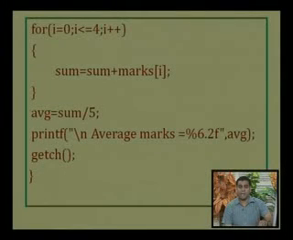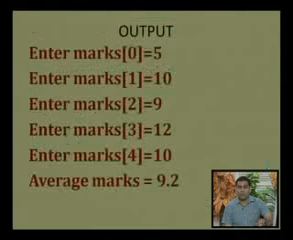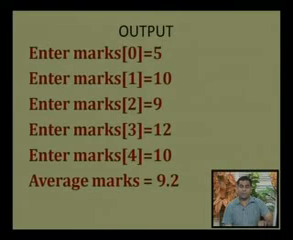So what will happen here? Now at the moment we have marks for 0, 1, 2, 3 and 4. So we enter marks of 0 equal to 5, marks of 1 equal to 10, marks of 2 equal to 9, marks of 3 equal to 12, and marks of 4 equal to 10. That is now in the array elements.